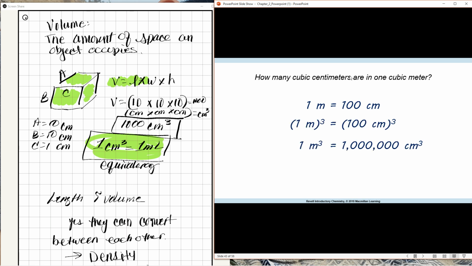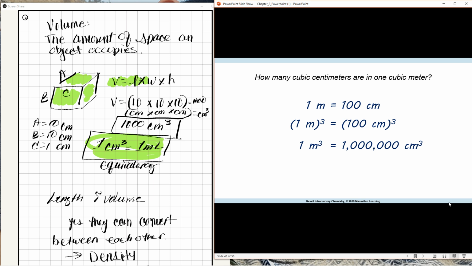Okay. How many cubic centimeters are in 1 cubic meter? Well, in 1 meter, there's 100 centimeters. So if you have 1 cubic meter, then you have 100 centimeters cubed, or cubic centimeters. I'm just used to saying centimeters cubed. So if you have 100 centimeters cubed, that's the same as saying 100 centimeters times 100 centimeters times 100 centimeters. Well, what do you get? You get 1 million centimeters cubed.